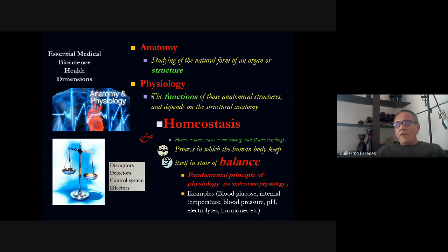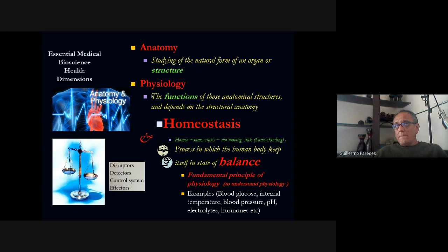For example, you are lactating. You have a baby, you're lactating. Who knows that you're lactating? The nervous system. And what is the nervous system doing? It's telling the glands to produce more prolactin, to produce more milk, and oxytocin as well. That is the ejection of the milk, and so on.